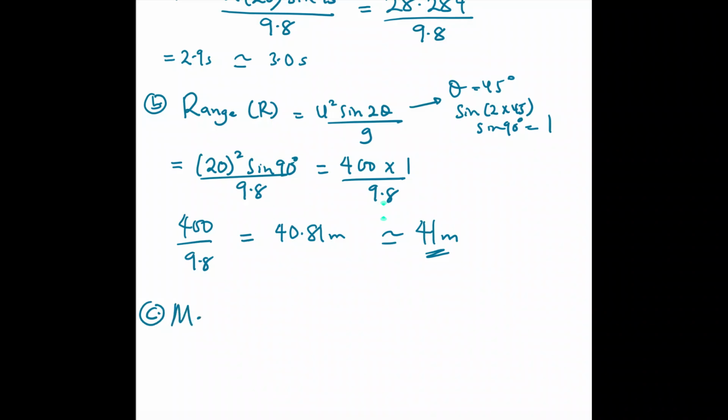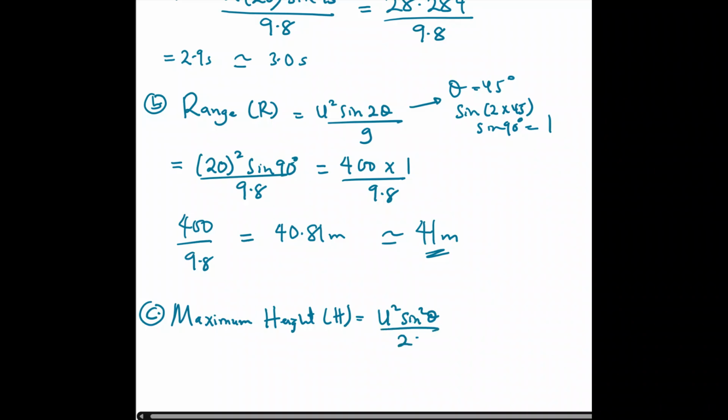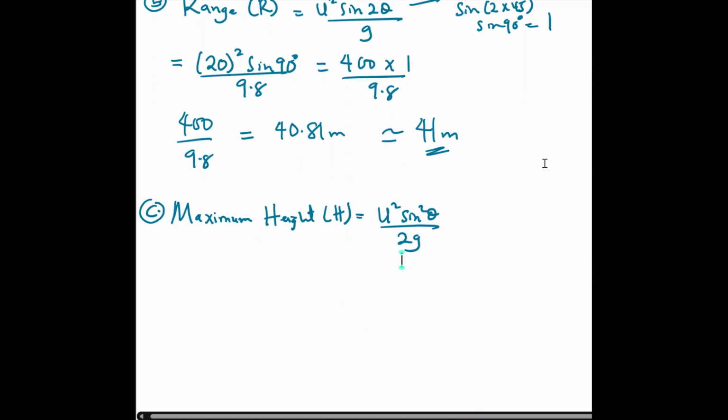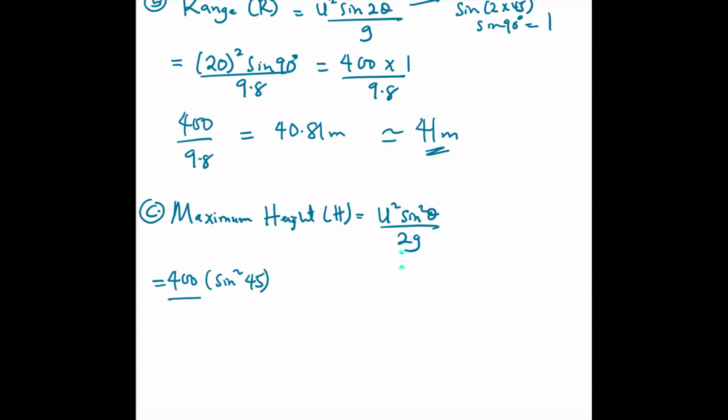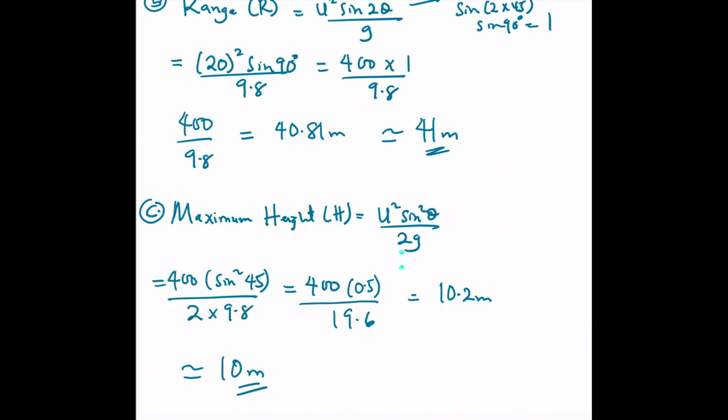Now we are finding the maximum height. The formula for the maximum height is U squared sine squared theta over 2G. That will equal 400 times sine squared 45 over 2 times 9.8. The square of sine 45 is 0.5, divided by 19.6. 400 times 0.5 is 200, and 200 divided by 19.6 will give us 10.2 meters. So the maximum height is approximately 10 meters.